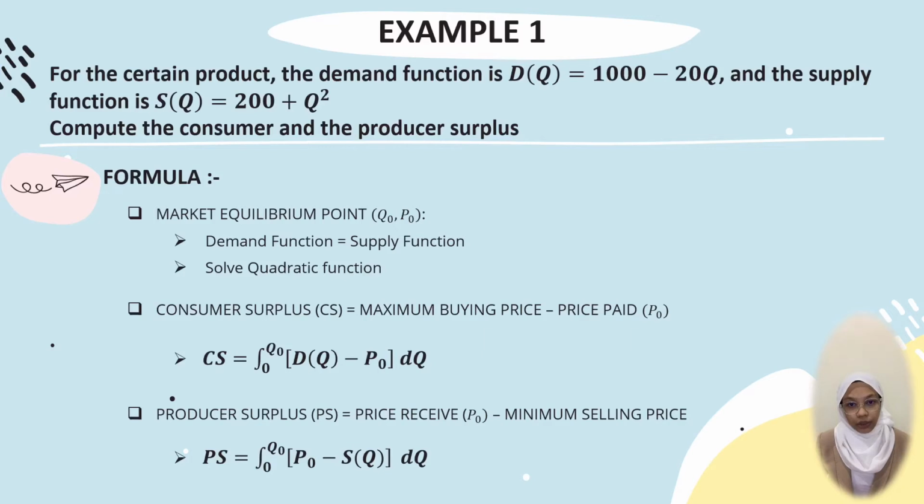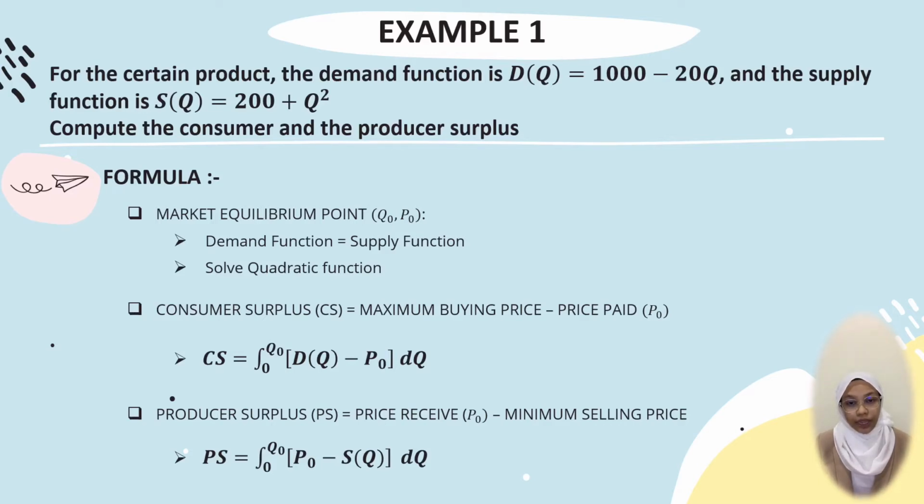Now, let's take a look at a certain product. The demand function is D(Q) equals 1000 minus 20Q. And the supply function is S(Q) equals 200 plus Q squared. So, let's compute the consumer and the producer surplus using the formula given.